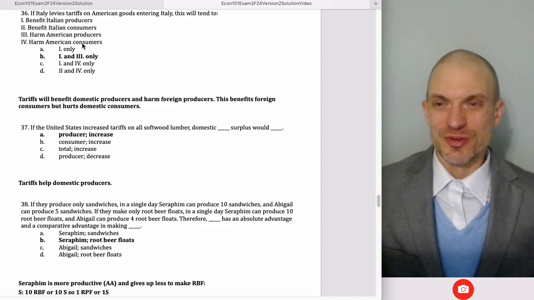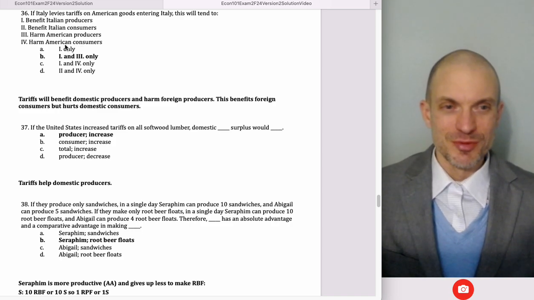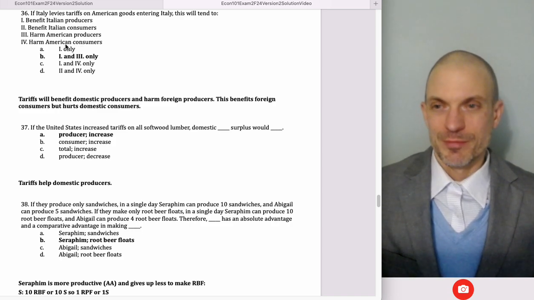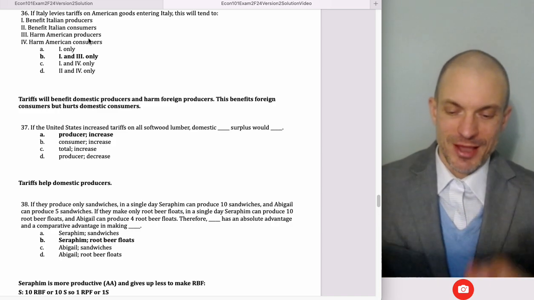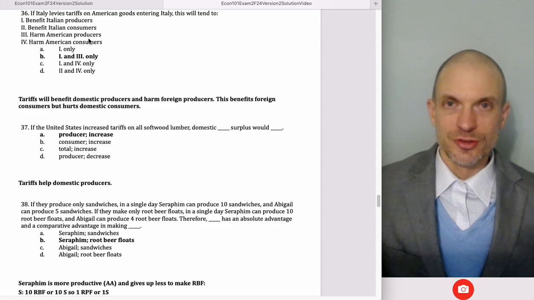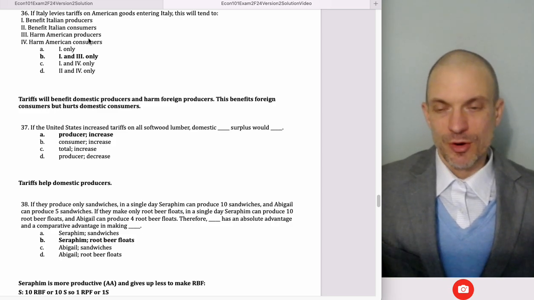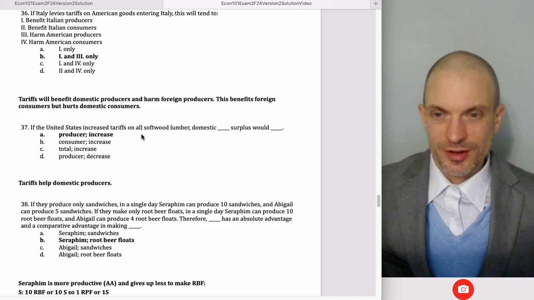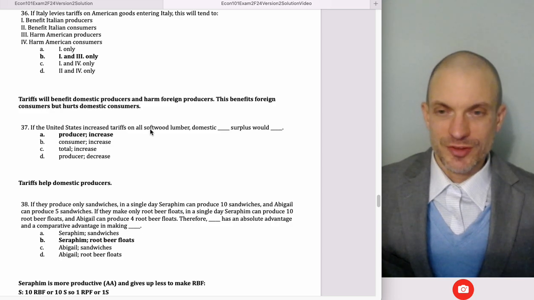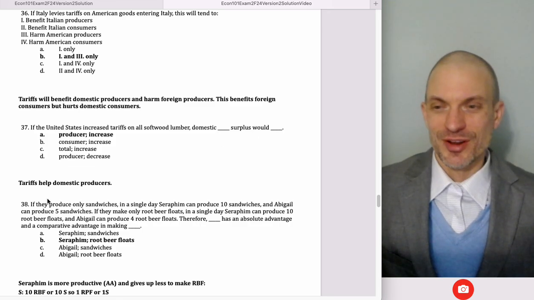Harm American consumers? No, this is actually good for American consumers, because now there are going to be more products available locally. Because what happens with exports is you bypass the domestic market to take those goods to a foreign consumer who's willing to pay more. If the U.S. increased tariffs on all softwood lumber, domestic blank surplus would blank. So if you increase tariffs, that increases domestic producer surplus. So domestic producer surplus would increase.